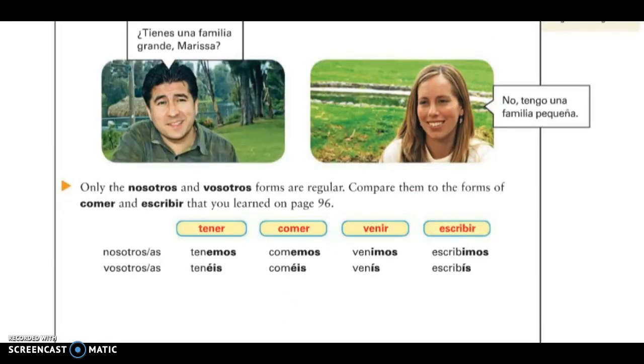When it comes to tener, we've used it quite often already in our class. So, ¿tienes una familia grande? is one example of a sentence that you've probably heard. Do you have a large family? And then her response in the yo form with the go ending would be: no tengo una familia pequeña. So, please note the nosotros formation, as I mentioned before, because it is exactly the same as what you just learned with ER and IR verbs.